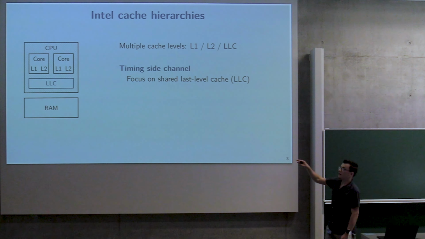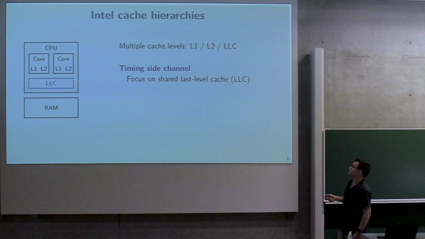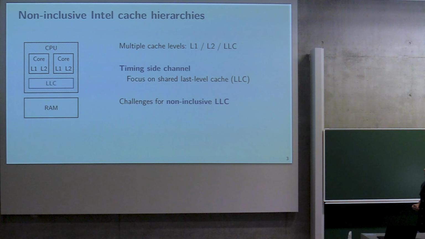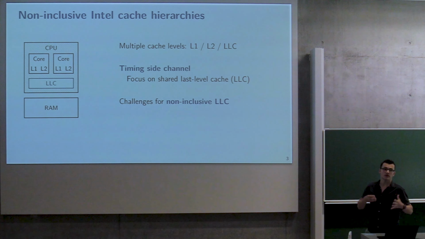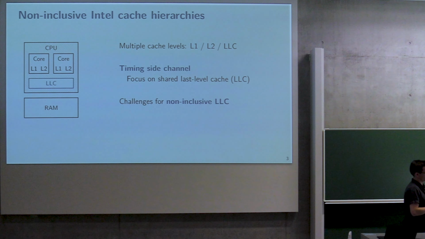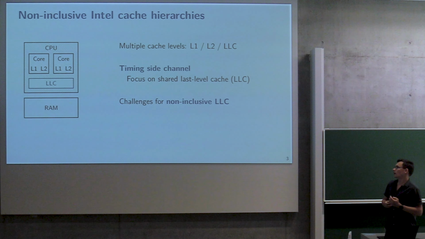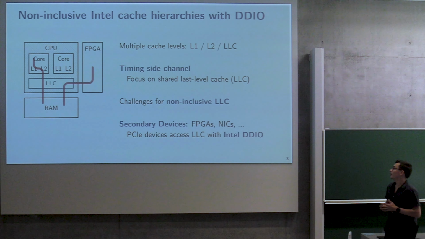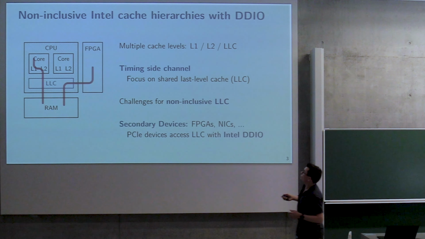And the literature has heavily focused on the shared last level cache because it's shared, and so one core can attack another core. But recently, these last level caches have kind of changed topology in Intel servers. So they've moved from inclusive to non-inclusive designs, which has some challenges that we will, among other things, try to solve in this work. But then how do the secondary devices come in, right?